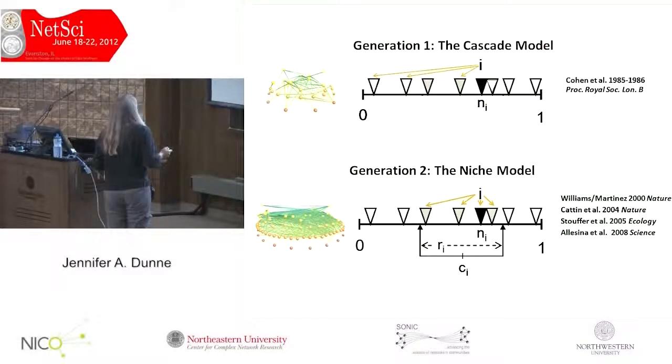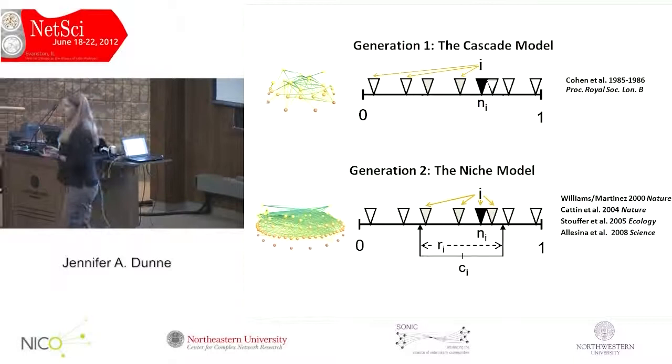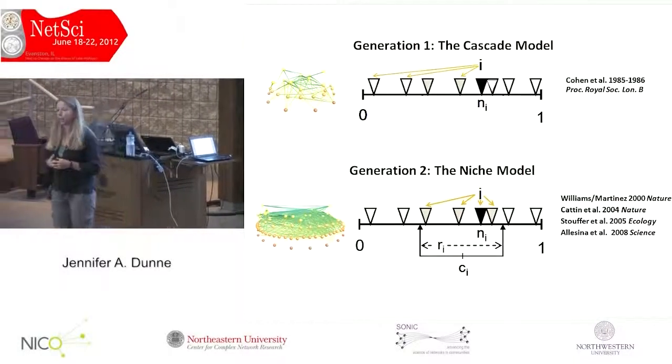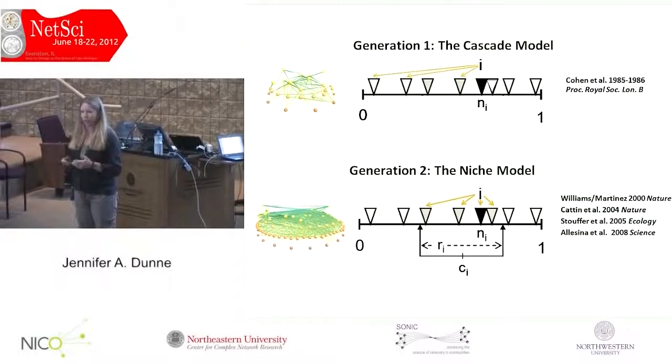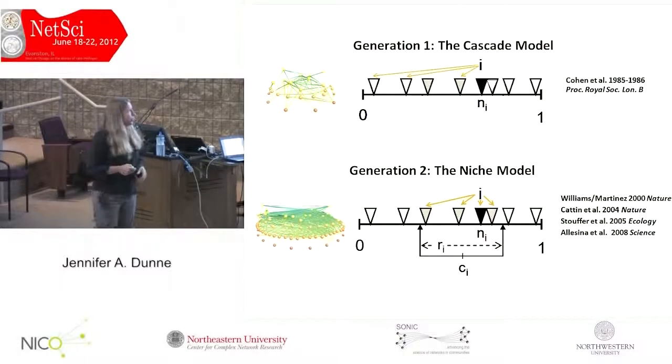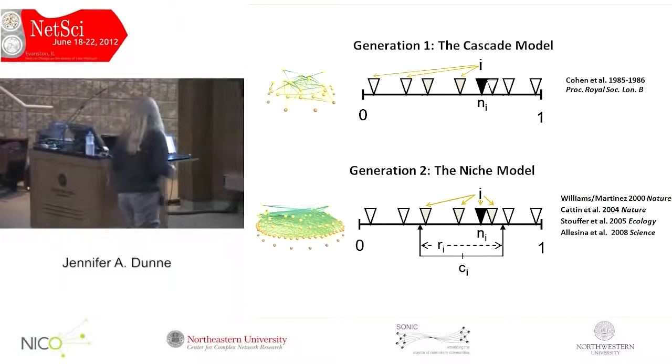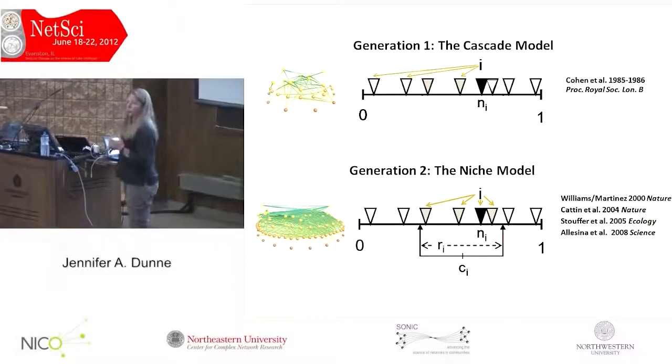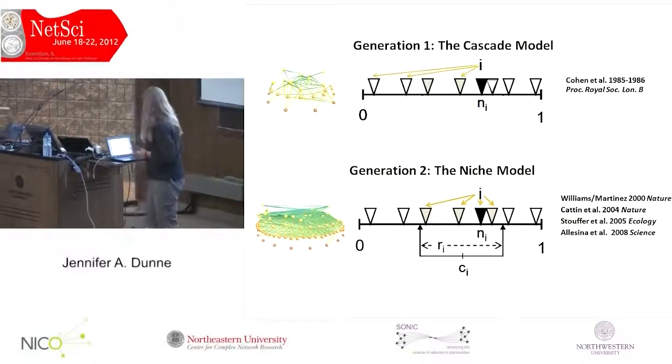And it seems to do an amazingly good job of generating the structure that we see in these generation 2 data sets. And a lot of really cool work has been done by people in this room, including Daniel Stouffer, paper in Ecology in 2005, and Stefano Allesina and colleagues in Science in 2008 that builds on the niche model or explores the niche model.